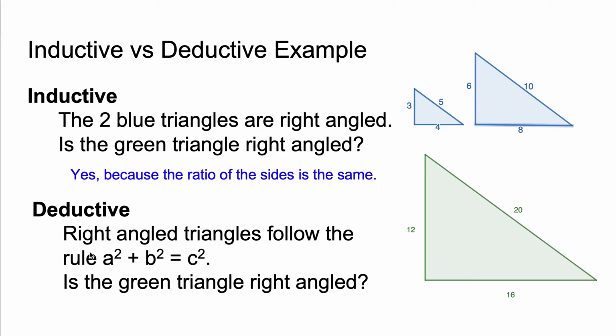Deductive logic says there's a rule called Pythagoras' theorem that talks about right angled triangles. A squared plus b squared equals c squared. So let's check it out here. 12 squared plus 16 squared equals 400. 20 squared is 400. Yes, it's the same. So we can show this is a right angled triangle by deductive or inductive logic. And they're both equally as valid.